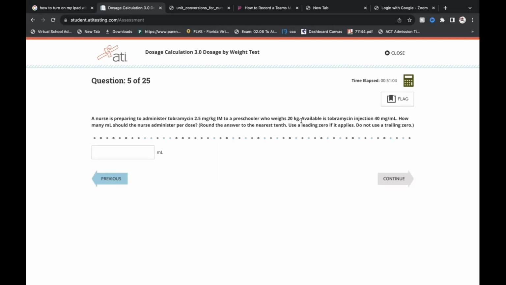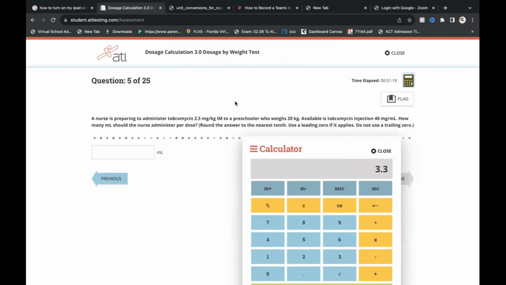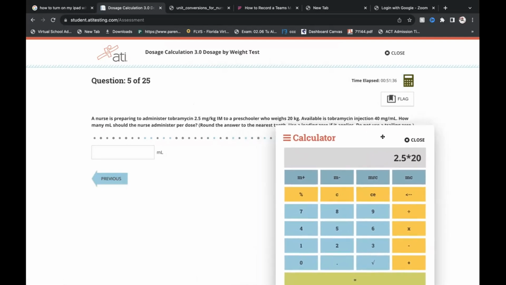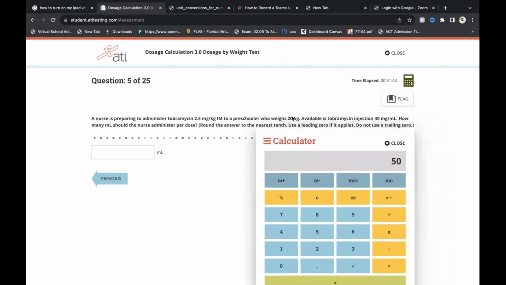All right, again, first thing that we want to do is make sure that this weight unit corresponds with this weight unit, and it does. So we're able to proceed. No conversions need to be done here. So what this is saying is 2.5 milligram per kilogram of a person. Since there are 20 kilograms, we need to times it by 2.5. So 2.5 times 20, and that gives 50. So right now we have 50 milligrams. We just converted this because we're trying to find out how many milligrams are we even giving to this preschooler at all.